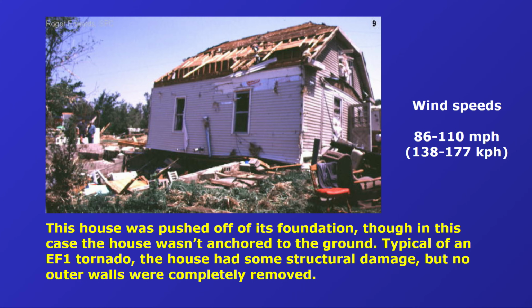This is actually why you don't want to be in a trailer park or in any kind of detached vehicle type home during a tornado, because it can be lifted up and it can be thrown and it can be moved with relative ease. And this is why tornadoes affect trailer parks so badly, so much more than with stick-built houses. Wind speeds are going to be in the 86 to 110 miles an hour range usually.